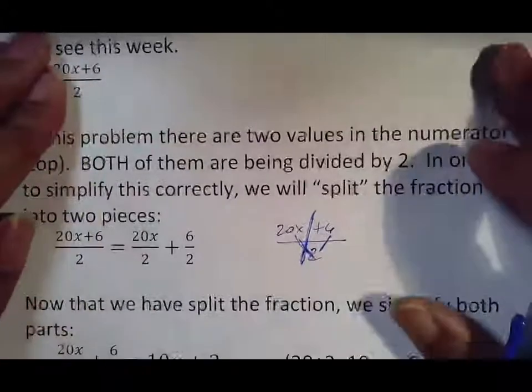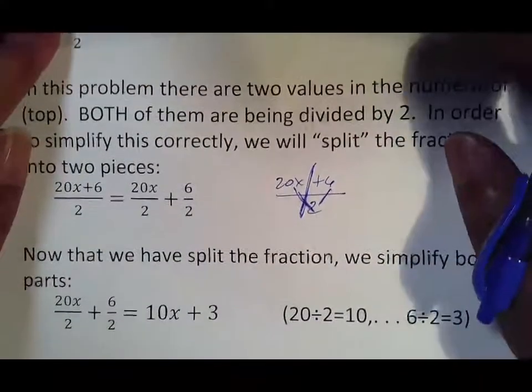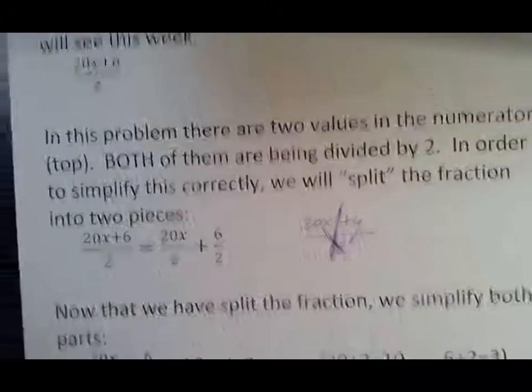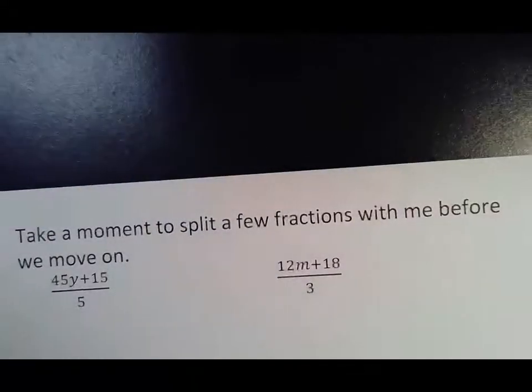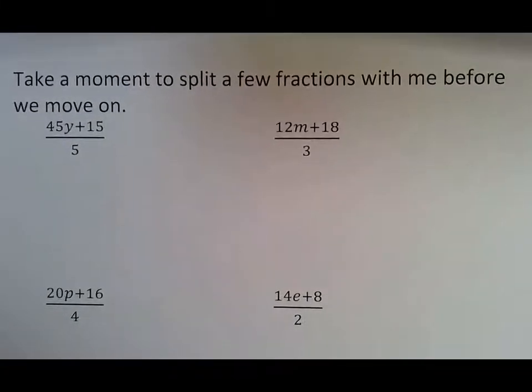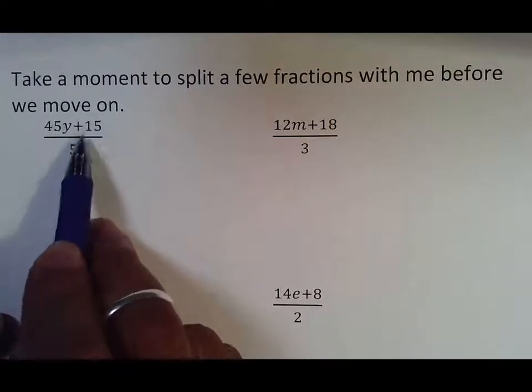Once you have split it, you simplify both parts. So 20x over 2, because 20 divided by 2 is 10, would be 10x. 6 divided by 2 is 3. So take a moment in general just to split some of these. And again, if you get stuck on that, shoot an email, pause the video, ask a question, and do what you need to do. But keep in mind, both of these numbers are being divided by 5.